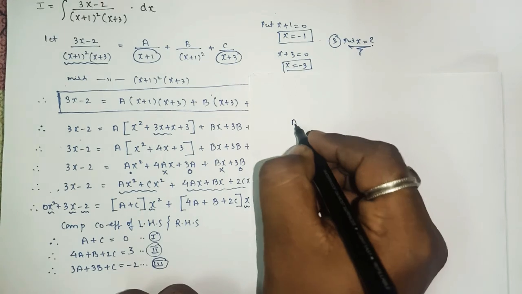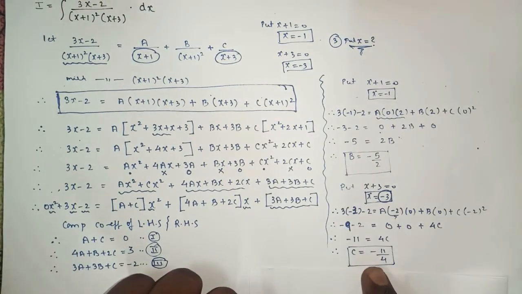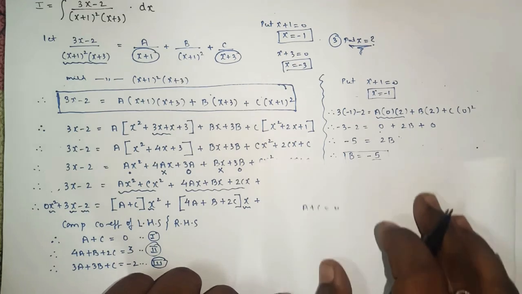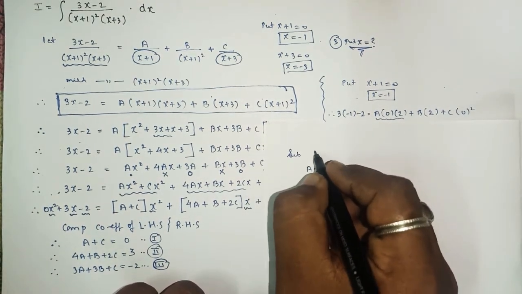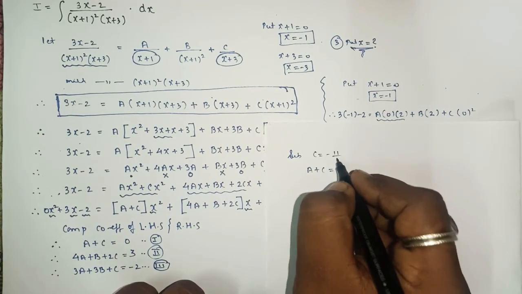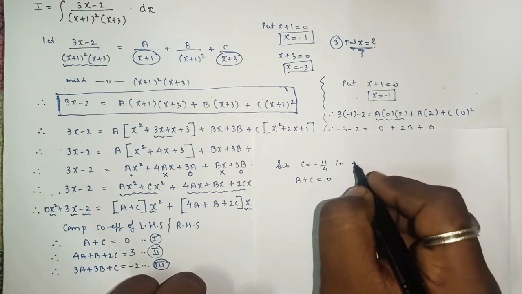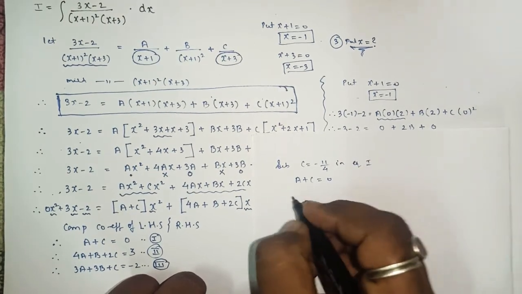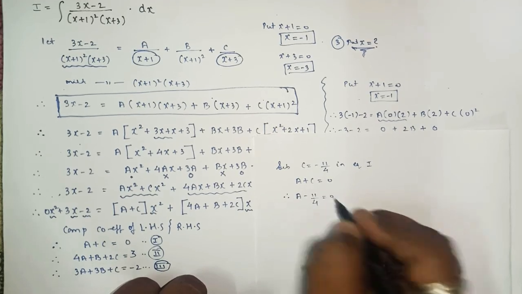So here a plus c equals 0. The value of c is minus 11 by 4. So substituting c equals minus 11 by 4 in equation number 1, therefore a minus 11 by 4 equals 0.